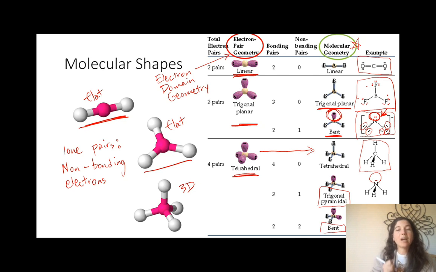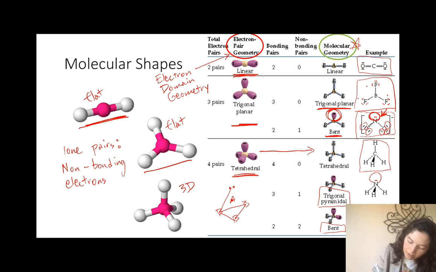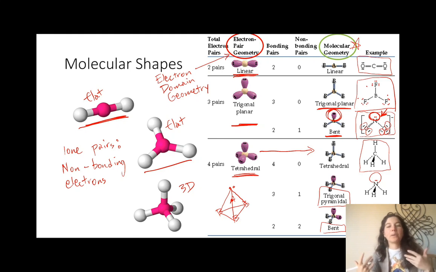So trigonal pyramid, I remember this because if you look at the 3D, it's got a base of a triangle. So here's A right here, and here's B. I like to visualize it like this. And here's the lone pair up here, and these all connect to the lone pair around the center A atom. So if you look at that, that's like a pyramid, and the base is a triangle. So trigonal pyramidal always makes me think of that structure.